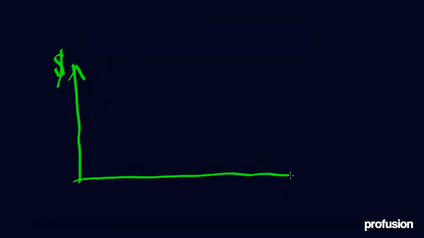So we'll have here on the y-axis the cost of the house, let's say in dollars, since this would be in the US. And then on the x-axis, we'd have our predictor variable. And our predictor variable, as I said, is going to be distance.